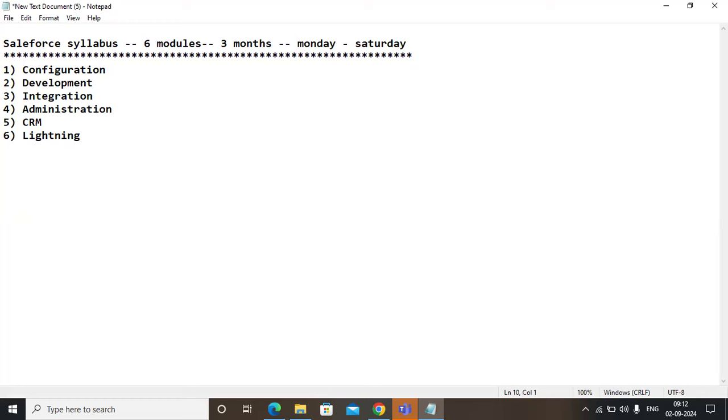Out of six modules, configuration, administration, and CRM have no programming; they are completely GUI. GUI stands for graphical user interface. It means just drag and drop, point and click only. You don't need to write any coding or programming. Very easy to understand.